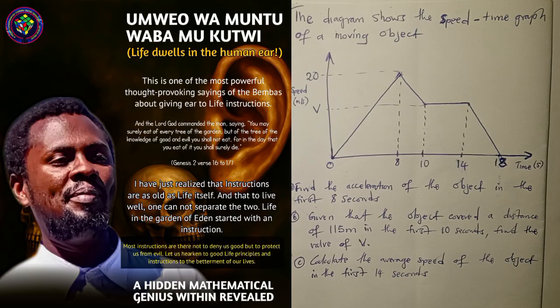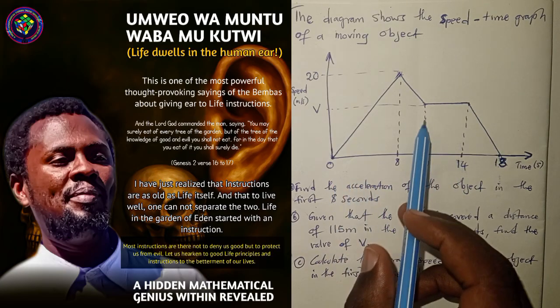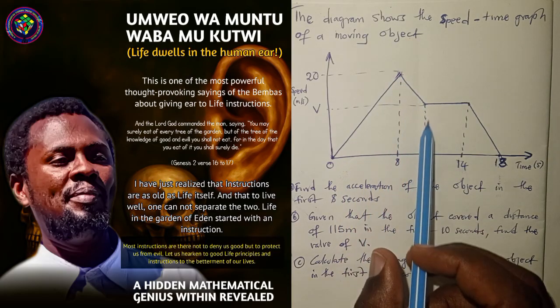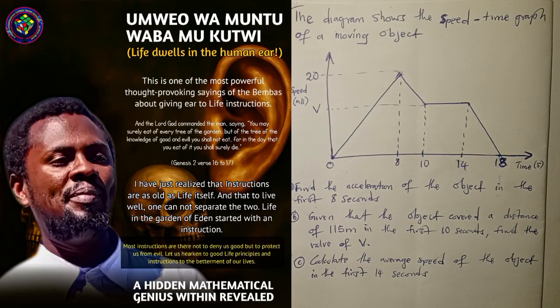We go to B. Given that the object covered a distance of 115 in the first 10 seconds, find the value of V. Okay, so the object covered a distance of 115 in the first 10 seconds. So here we need to find the area of this shape, then we equate it to 115, since we know that the area of a shape in a speed time graph is the distance.